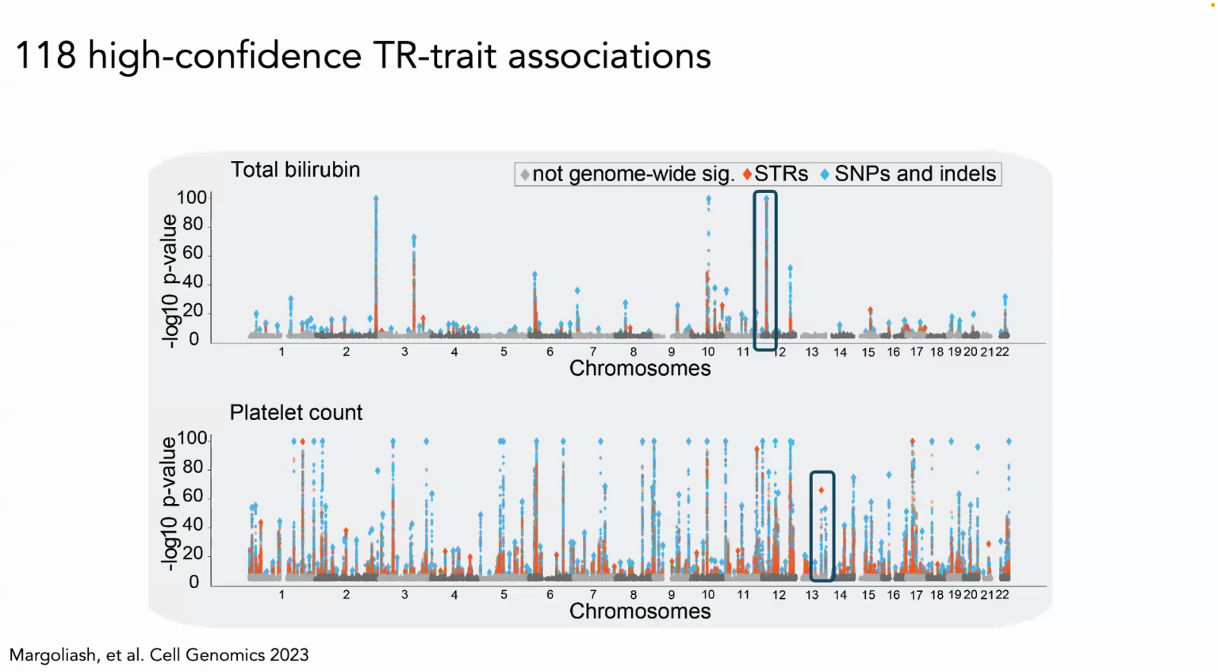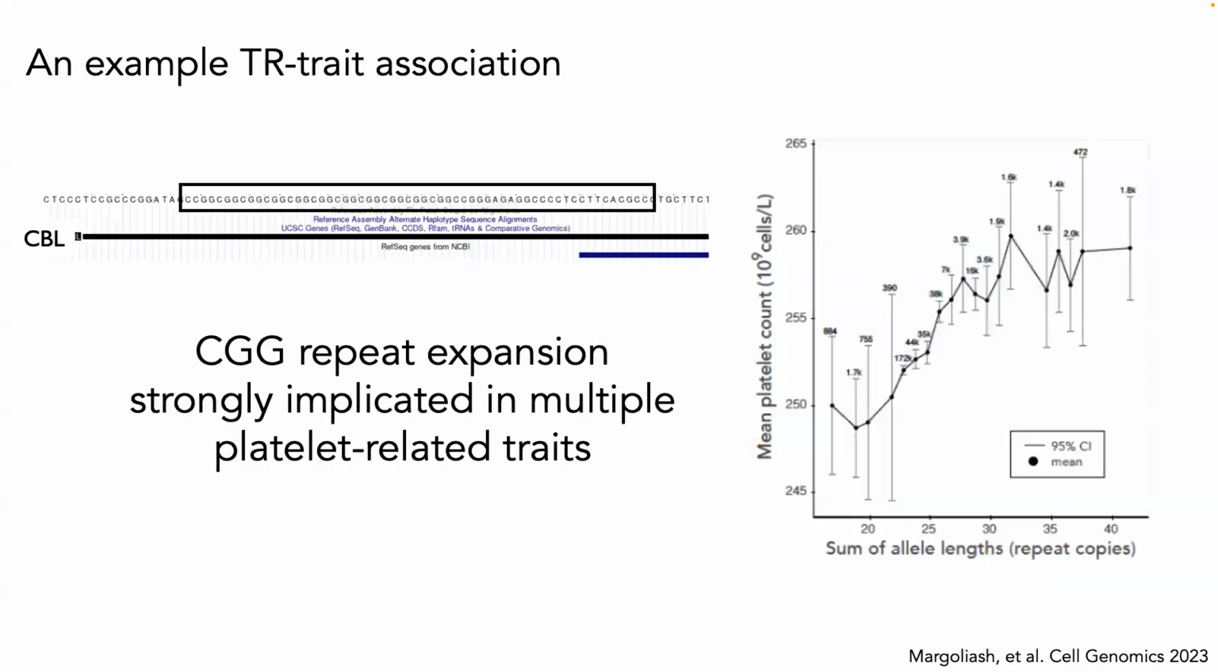But we found some signals like this, where both of them kind of pointed to the same place in the genome, but the STR was a much better explanation for the signal compared to the SNPs. I want to zoom into a couple of examples to show you some fun things about some of these.